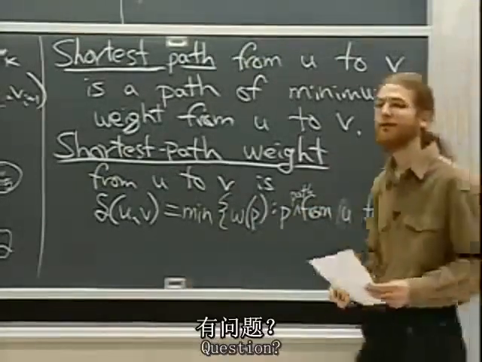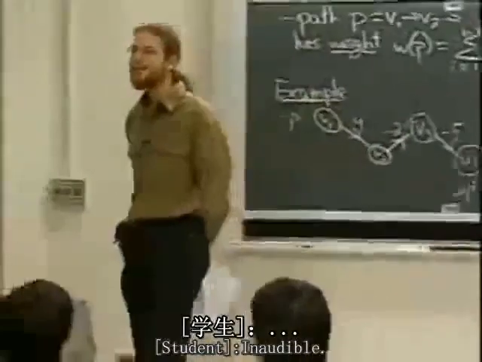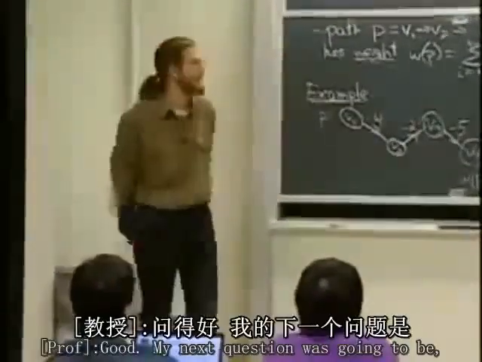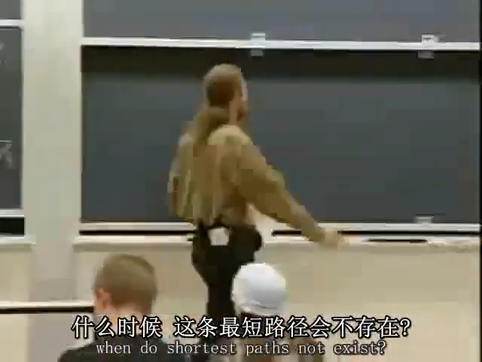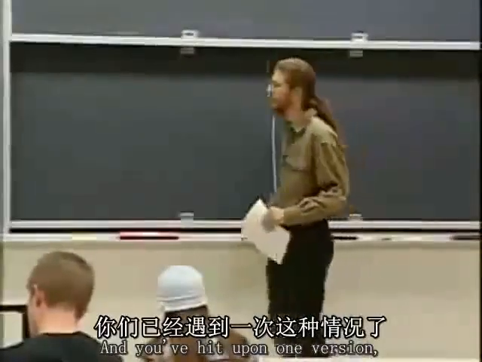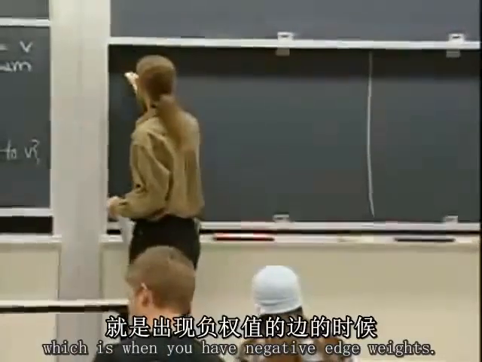Question? But if they're allowed to have negative edge weights, then doesn't that mean that there may be no minimum weight? Good. Okay, my next question was going to be, when do shortest paths not exist? And you've hit upon one version, which is when you have negative edge weights.